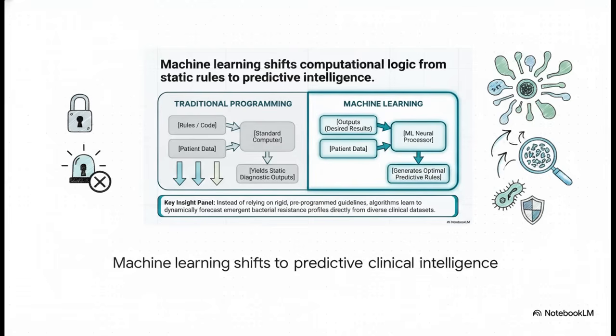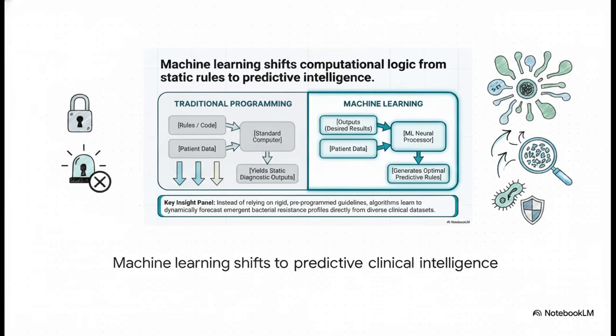Okay, so the core paradigm shift in clinical computing here is moving away from static rules. For decades, traditional programming relied on a human having to write rigid if-then code. Like if a patient's creatinine clears X threshold, then trigger an alert. But machine learning flips this entire concept on its head. Instead of relying on pre-programmed guidelines, we feed the machine learning process our patient data and our desired clinical outcomes, and the algorithm itself generates the optimal predictive rules.